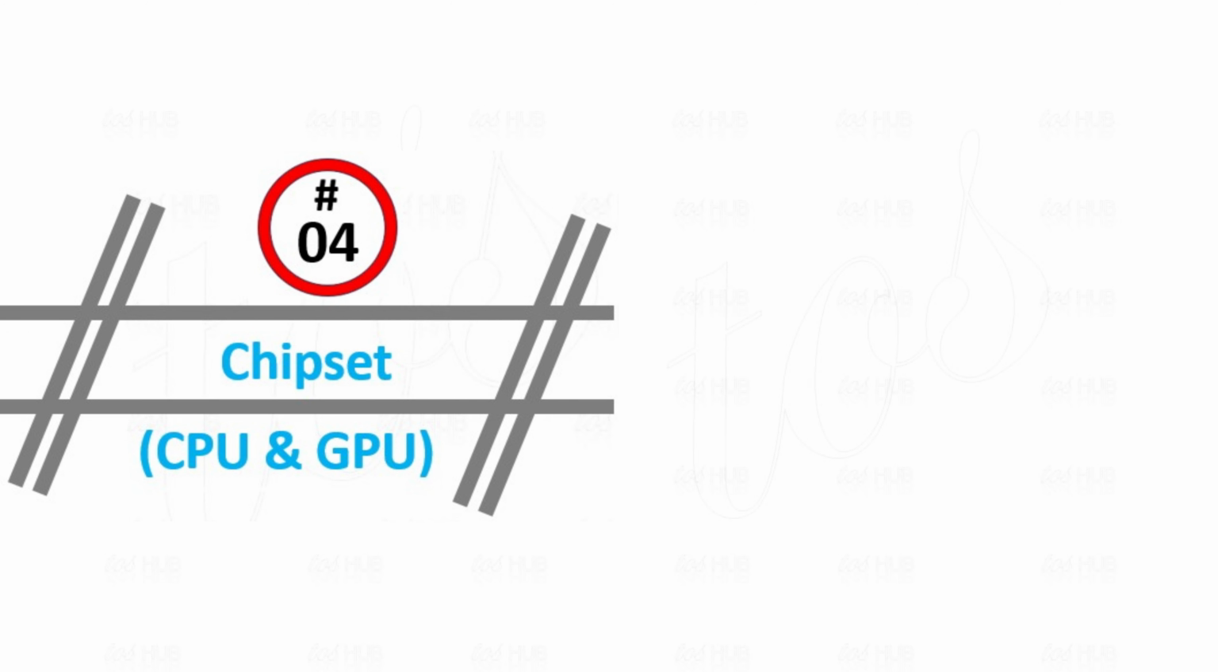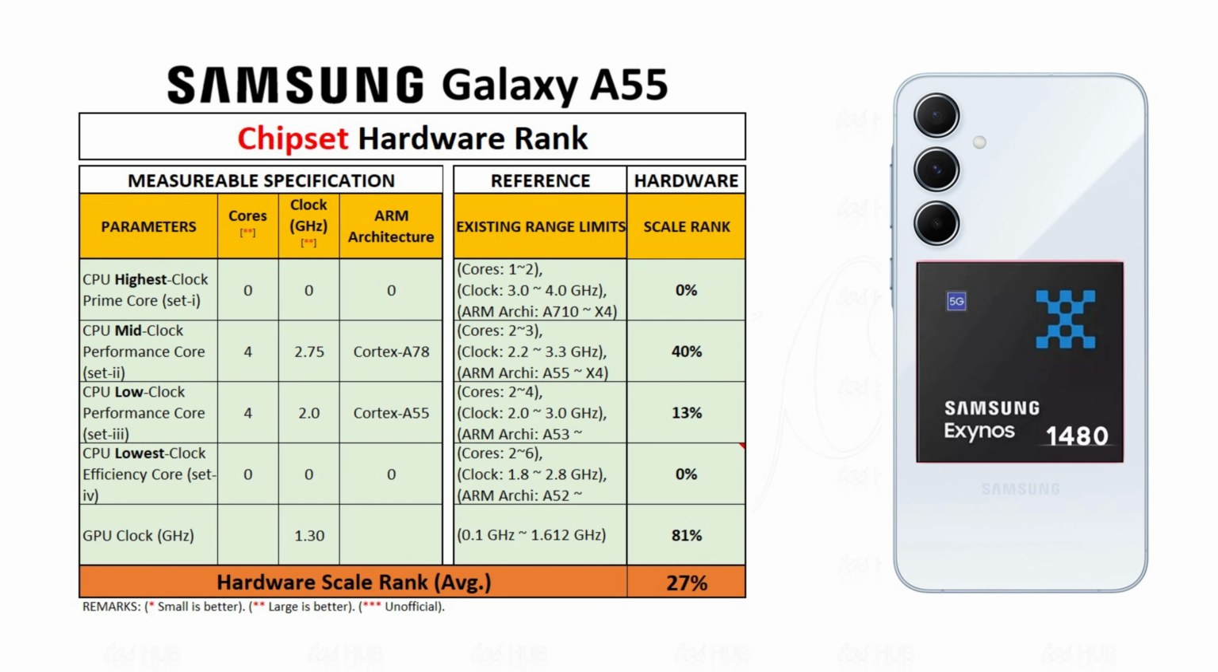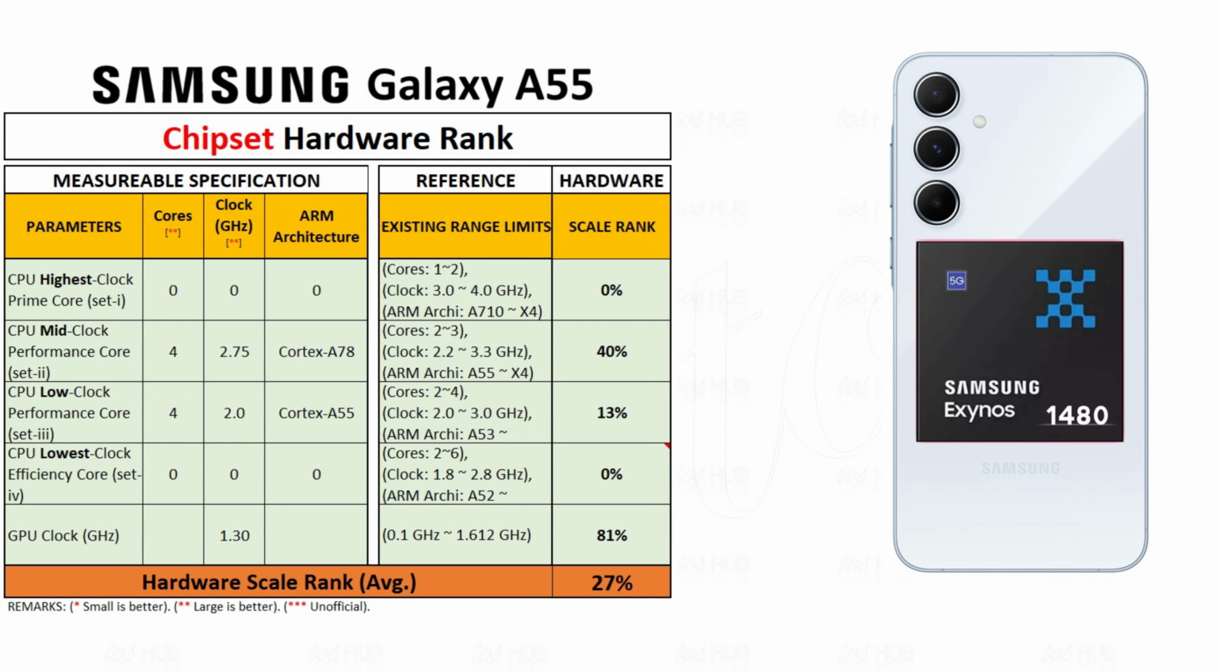Fourth category is about chipset. Samsung Galaxy A55 chipset hardware rank bases on 5 parameters. It includes CPU high, mid, and low clocks, CPU performance cores and efficiency cores, CPU ARM architectures, and GPU clock. By comparing the chipset specification with available smartphones, the score rank stands at 27% scale.